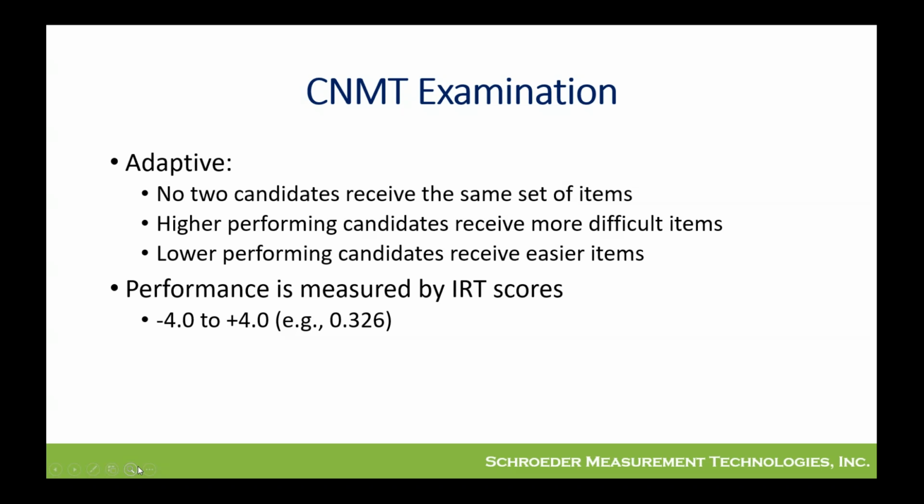With an adaptive exam, a candidate's performance is analyzed using a mathematical model that generates something called an IRT score. An IRT score can fall anywhere between -4 and +4. So what IRT score does a candidate need to pass the CNMT? That is where standard setting comes in.